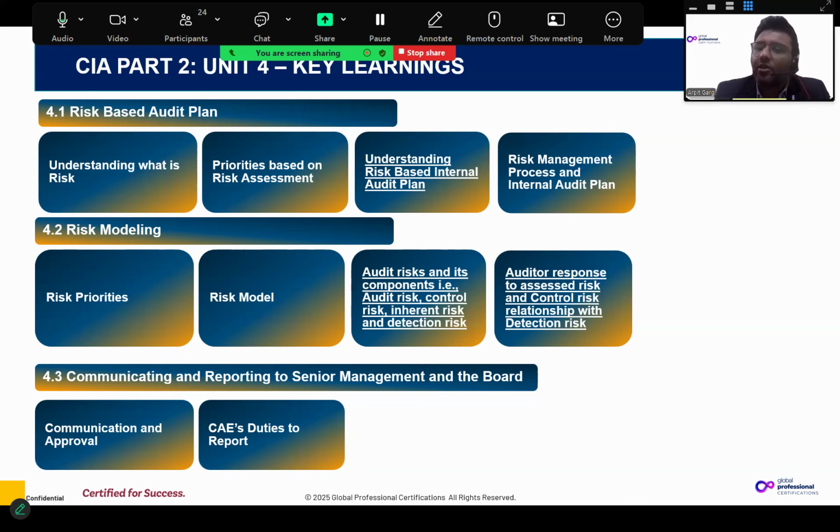And detection risk is what? Detection risk is that the auditor will not be able to detect it, right? Simple. Detection risk is that the auditor will not be able to detect. See, inherent risk is without control, right? So it is always going to be high. Inherent risk is without control, it's always going to be in a way high.